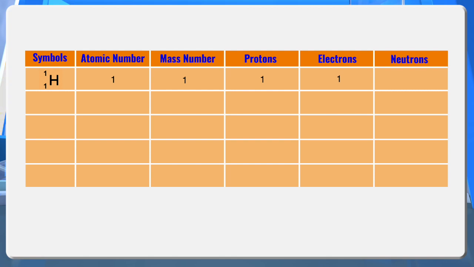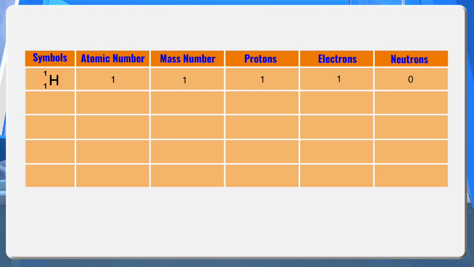Why? Because we know that in an atom, the number of protons is equal to the number of electrons. Now, we can calculate the number of neutrons, isn't it? How do we calculate the number of neutrons? Yes, mass number minus atomic number. We know that the mass number is 1 and the atomic number is 1. So, the number of neutrons is equal to 1 minus 1, that is equal to 0.